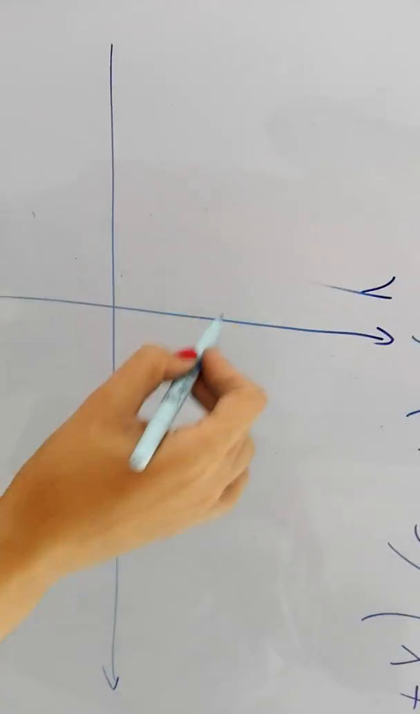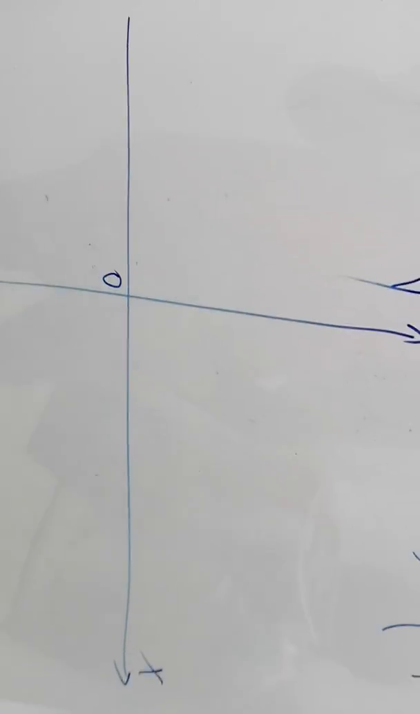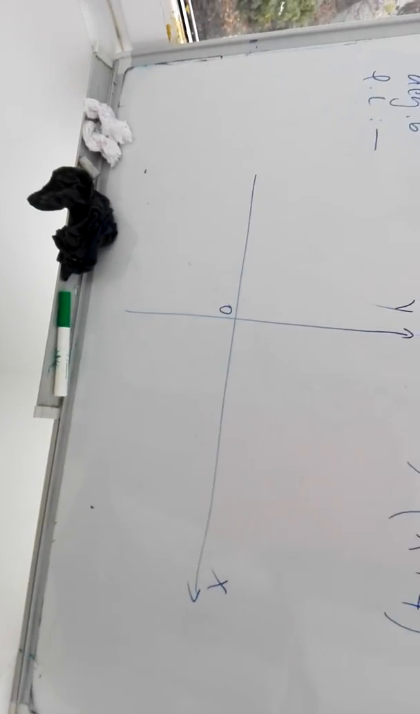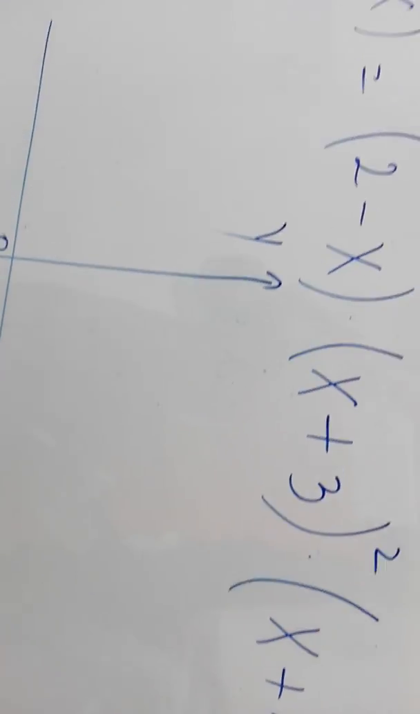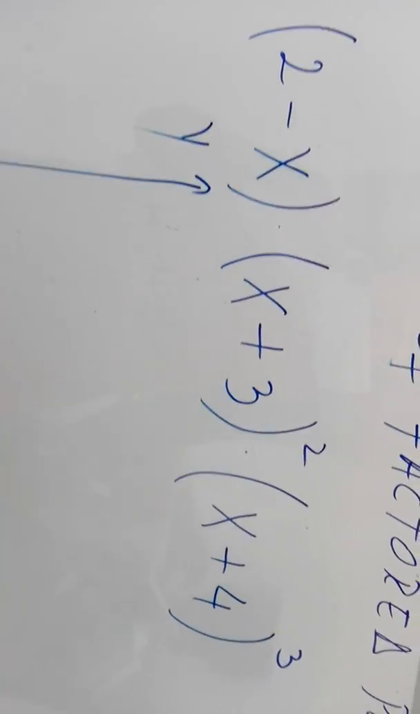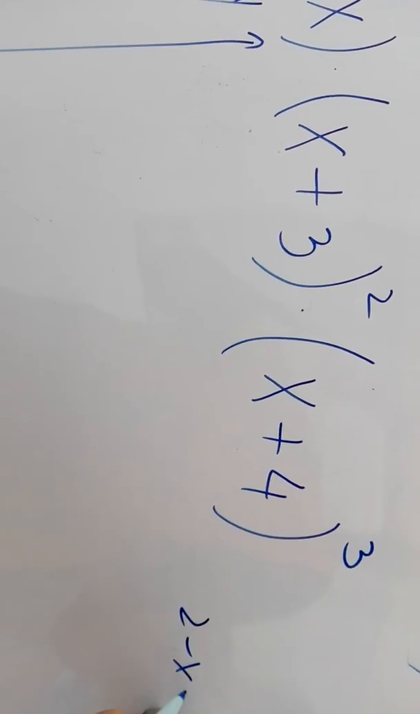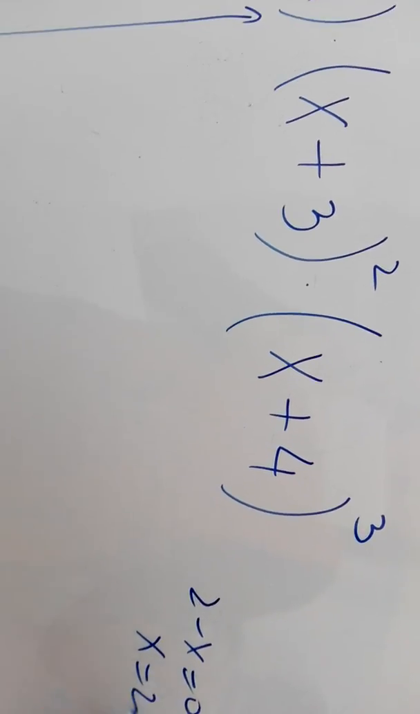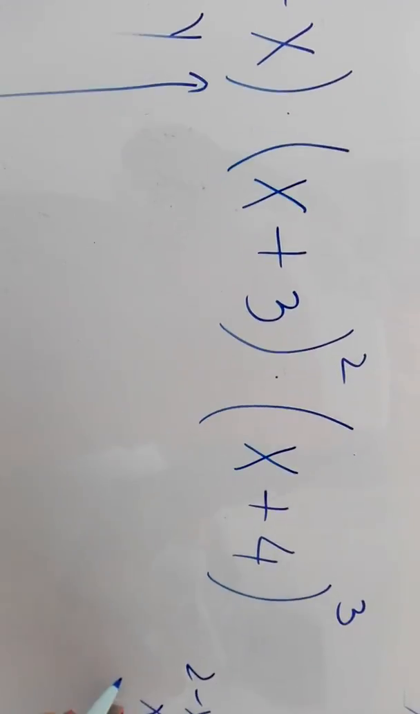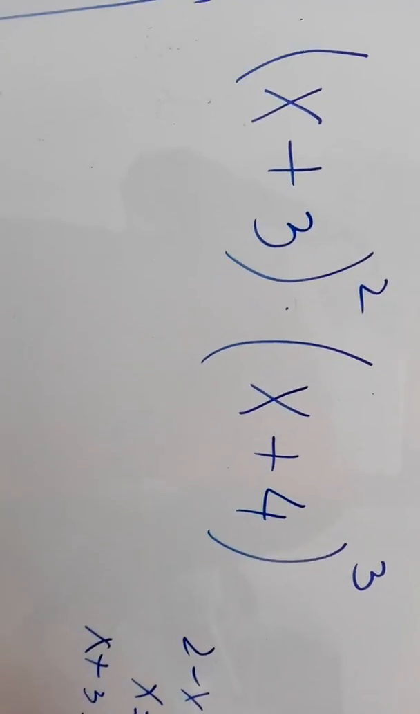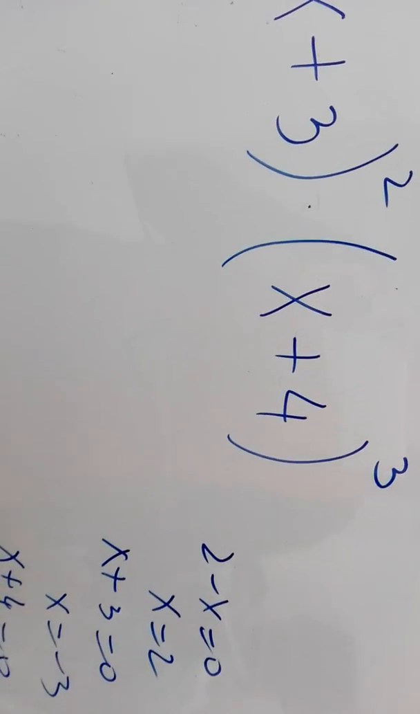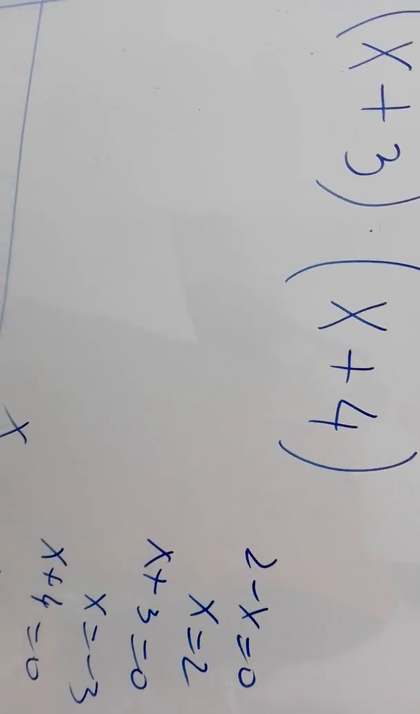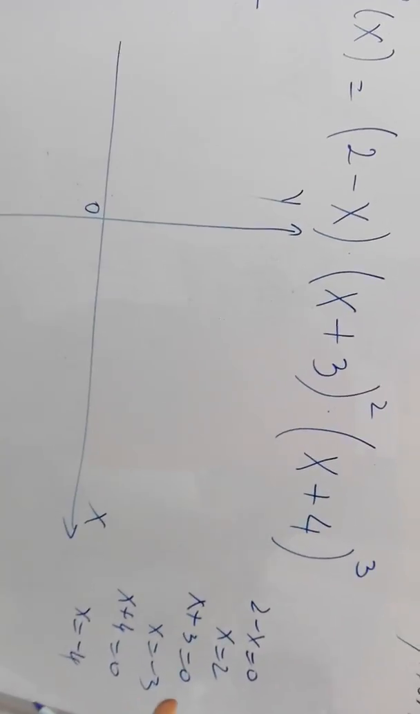Now, this is my y-axis, of course, this is my x-axis, and I have a 0. And how would you determine the solutions that you have? Just take each parenthesis, make it equal to 0, and solve for x. So I have a 2 minus x over here, 2 minus x equals 0, that means x will be equal to 2. And then I have an x plus 3 equals 0, that means x will be negative 3. And then I have an x plus 4 equals 0, that means x will be negative 4. So I have 2, negative 3, negative 4.